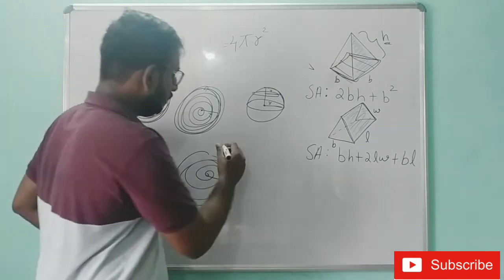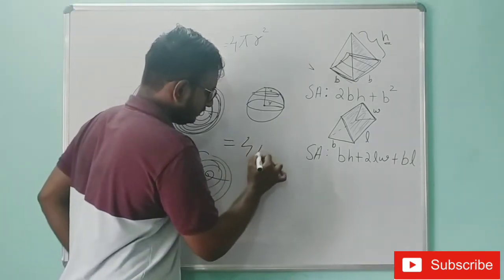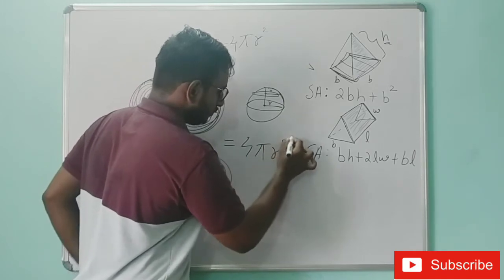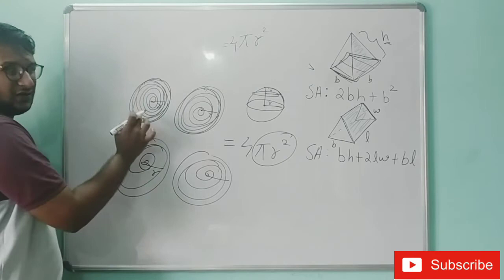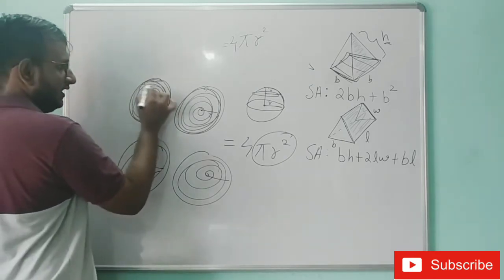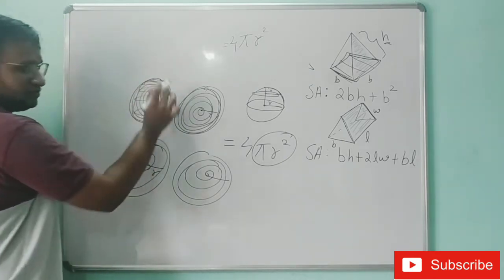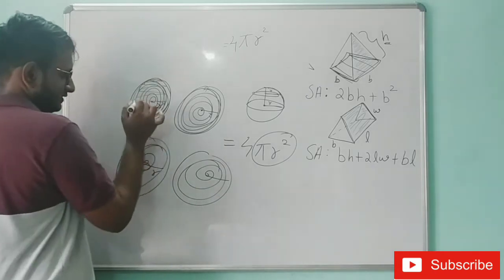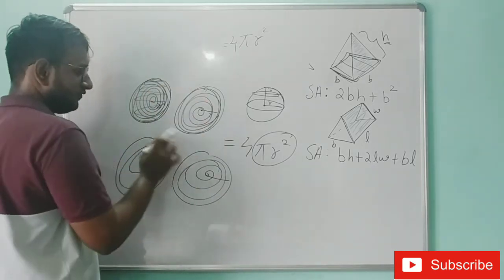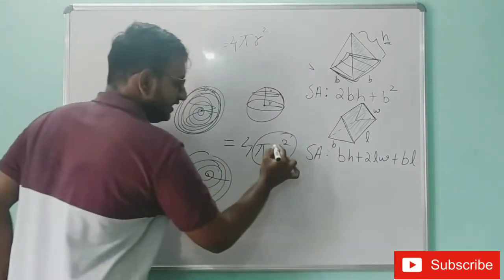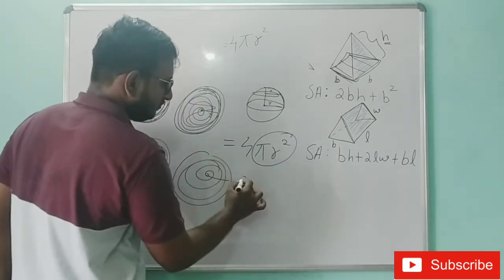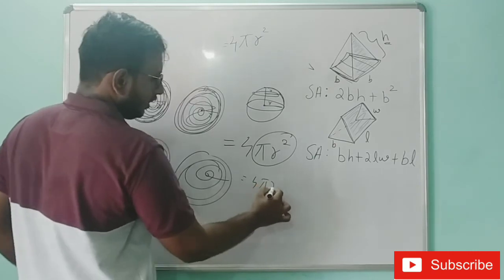So this is how we have got the formula 4 pi r square. Pi r square is nothing but the area of one circle. That is, we have covered the area of this circle using the thread. Similar to this, we have filled the area of 4 other circles with radius R. This is how we derive the formula 4 pi r square.